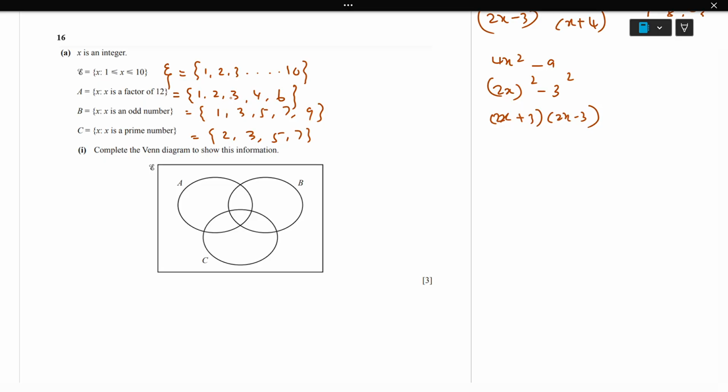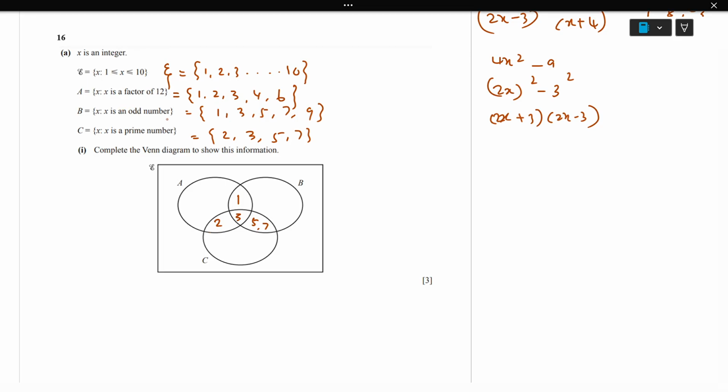In all 3 sets, only 3 is common, that should come first. Next, A and B: how many are common? 1 and 3, only 1 and 3. 3 already came here, so only 1 is here. Next, B and C: how many are common? 5 and 7 are common, so write 5 and 7 here. Next, A and C: anything common? 2 and 3 are common. 3 is already here, so we write only 2.